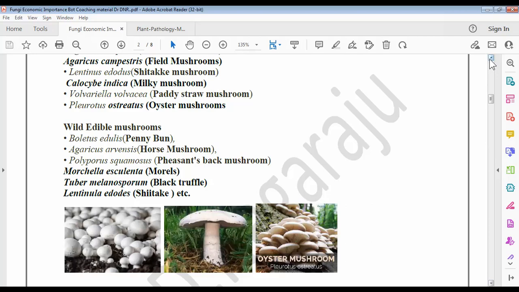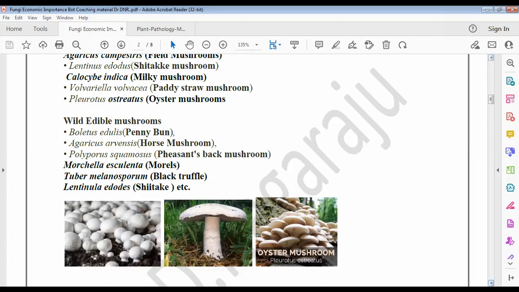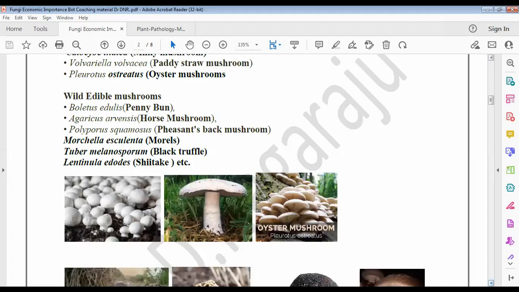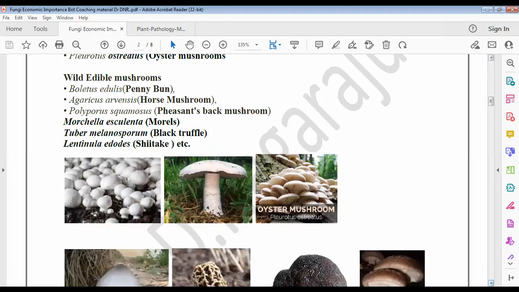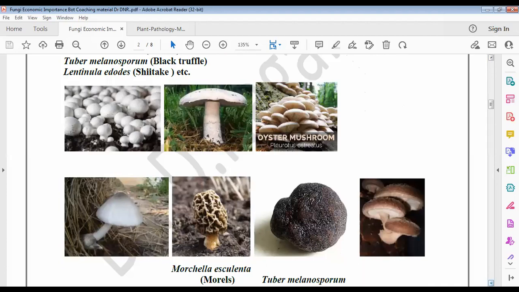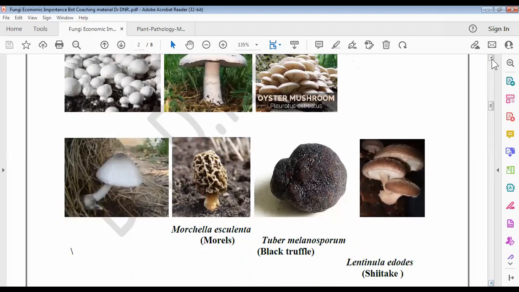And Polyporus. You might have seen on so many tree trunks a porous fruiting body. So many pores are there upon the fruiting body. That is Polyporus. Poly means more, porous means pores, holes, empty spaces. Polyporus. I already told you Morchella and Lentinula and Leptodora. So many are very useful and highly valuable.